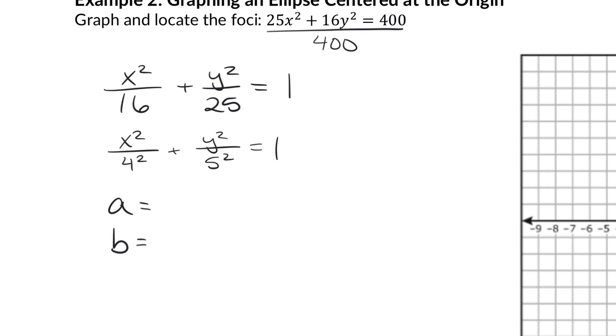What is A? A is always larger. So A is 5. But since that 5 was underneath the Y, that means we're going to have a longer vertical side than horizontal side. This is going to be a tall ellipse as opposed to a wide one. What is my B value? 4. That's going to be my horizontal distance from the center.